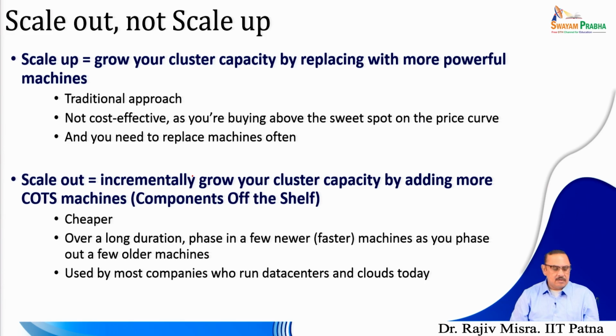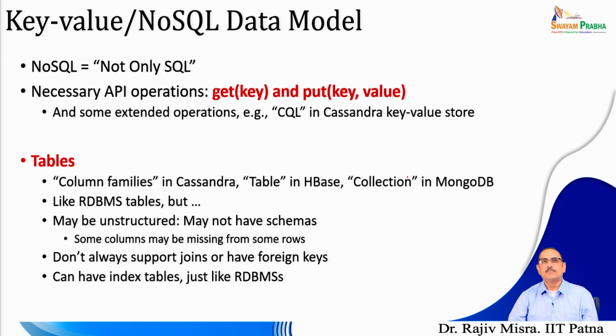So, all these are required in edge and cloud kind of systems, where you scale out, that is, incrementally grow your cluster capacity by adding more COTS machines, that is, commodity off-the-shelf machines. Now, let us see about the key value store data model, which is also called the NoSQL data model.